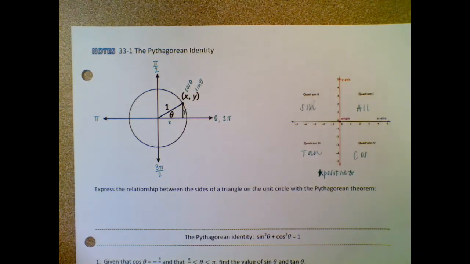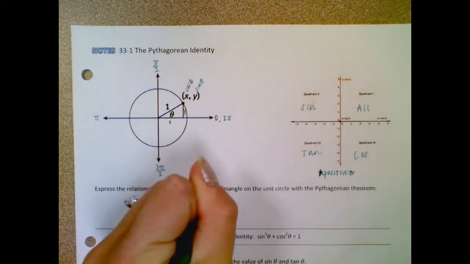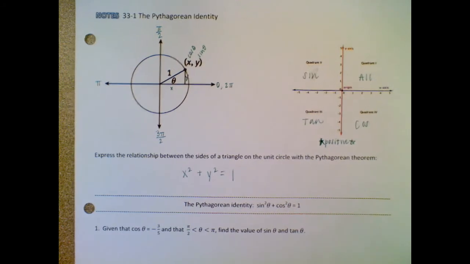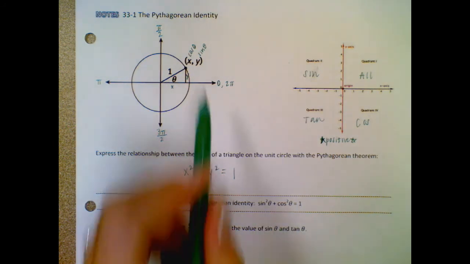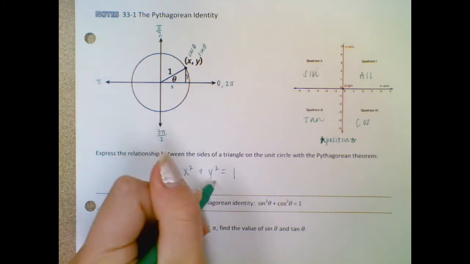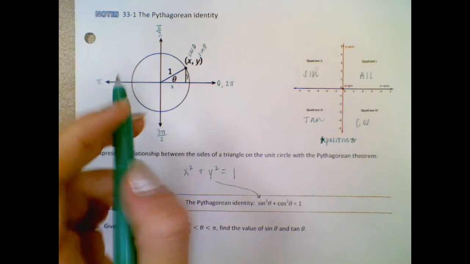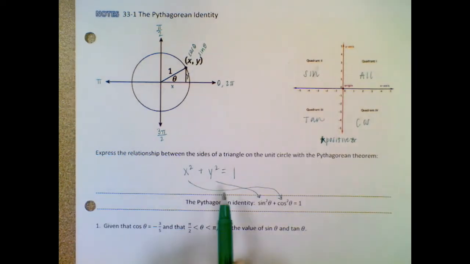Okay, it says express the relationship between the sides of a triangle on the unit circle with the Pythagorean theorem. We know what the Pythagorean theorem is. That's x squared plus y squared equals 1. Okay, the Pythagorean identity looks very similar, except it says sine squared plus cosine squared equals 1. Okay, sine is your y, so that's like the y squared part, and cosine is your x, so that's where the x squared part comes from, equals 1.